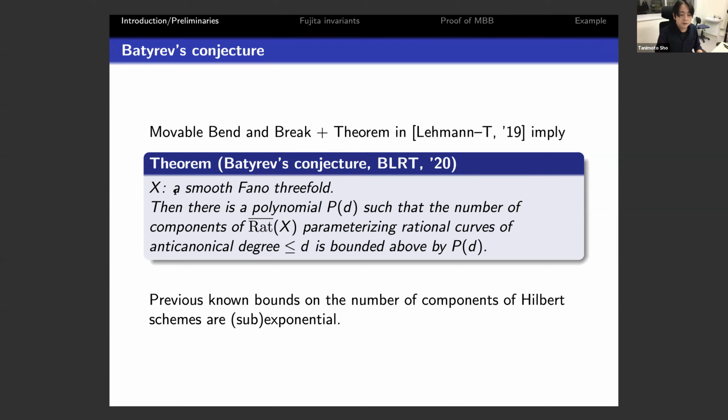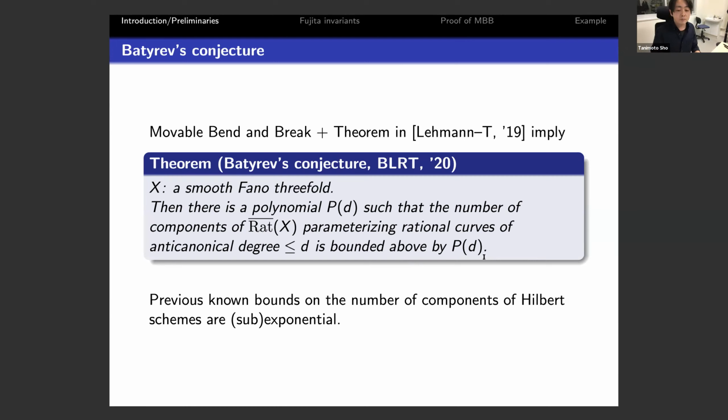So in this case, suppose X is a smooth Fano threefold, then there's a polynomial P_D such that the number of components of Hom-bar of X parameterizing rational curves of anti-canonical degree less than D is bounded by P_D. So basically the number of components has polynomial growth with respect to degree. This is something we prove.